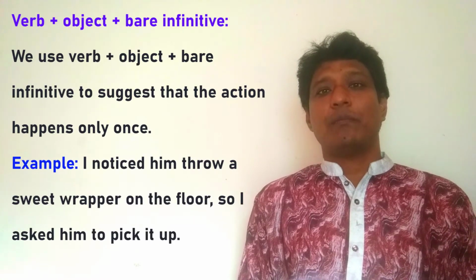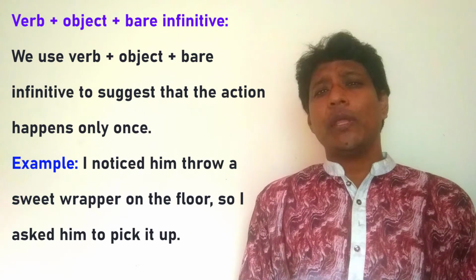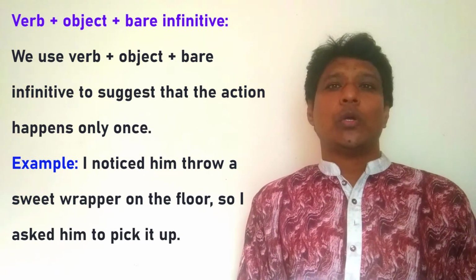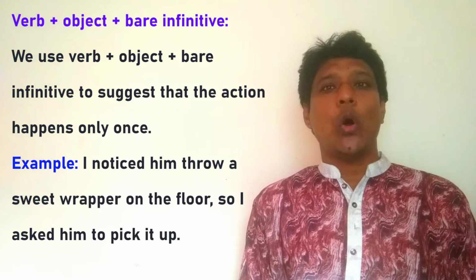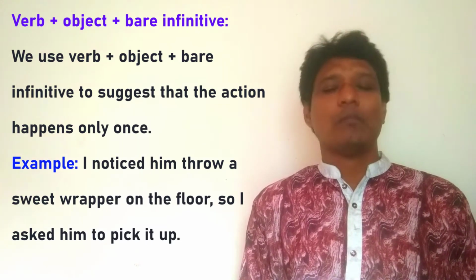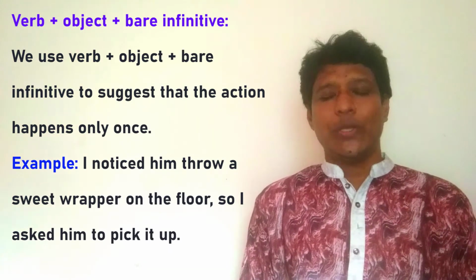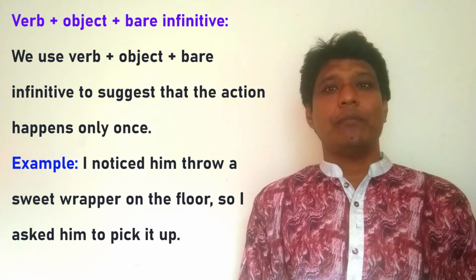Verb plus object plus bare infinitive form of a verb. We use verb plus object plus bare infinitive form to suggest that the action happens only once. For example, I noticed him throw a sweet wrapper on the floor, so I asked him to pick it up.